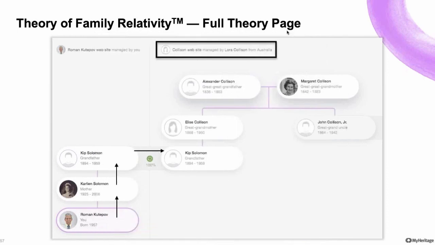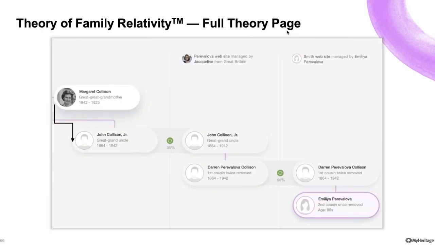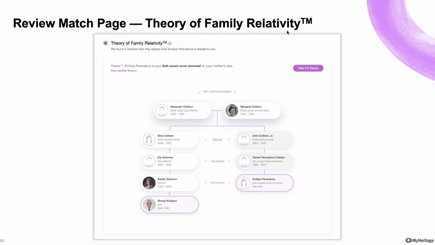So now we're on Laura's tree, and we'll continue to climb up the tree up until we get to Alexander and Margaret. And from that point on, we start going down, because Alexander and Margaret are the common ancestors that we believe, the theory suggests, between Roman and Amelia, his DNA match. So we got to John, and then we made another jump to a tree managed by Jacqueline from Great Britain. And we keep on with Jacqueline, and eventually we make a jump back to Amelia's tree, to Amelia herself. And that's how the theory suggests that they are second cousin once removed.